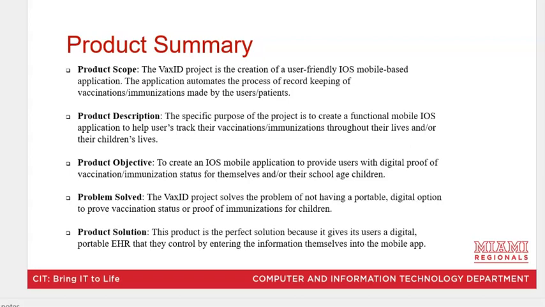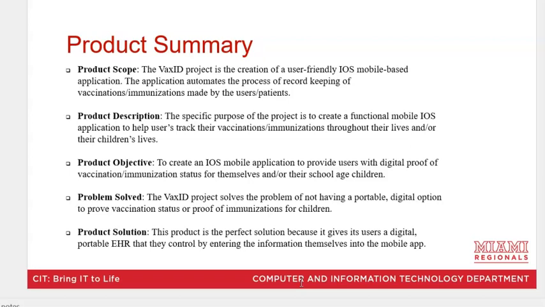The iOS application is to provide users with digital proof of vaccinations for themselves or children, as I already stated. And this solves the problem by putting all that information into a portable app that will allow parents or adults to show proof of immunizations or vaccination status, such as COVID-19, to go to concerts, to be employed, to do things like that.